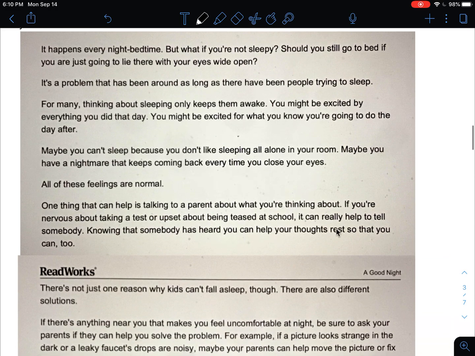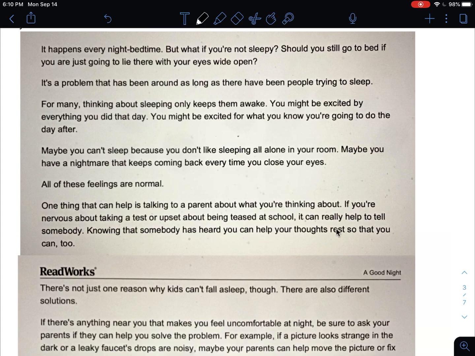All right. It happens every night, bedtime. But what if you're not sleepy? Should you still go to bed if you are just going to lie there with your eyes wide open? It's a problem that has been around as long as there have been people trying to sleep. For many, thinking about sleeping only keeps them awake. You might be excited by everything you did that day. You might be excited for what you know you're going to do the day after.